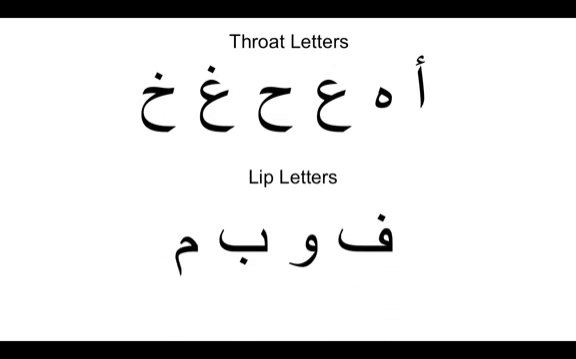Next we have the lip letters. The lip letters are 4, which are fa, waw, ba, and mim. Those are the 4 lip letters.